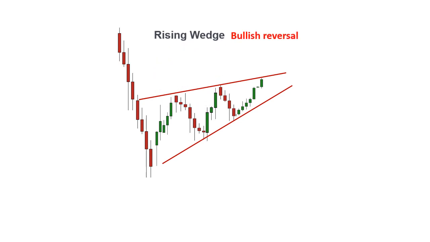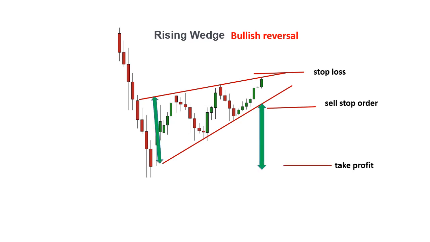Each time you see a rising wedge, in any time frame, whether in an uptrend or in a downtrend, get ready to sell. You are to put a sell stop order here, and have your stop loss here, then your take profit should be here, based on the height of the formation.